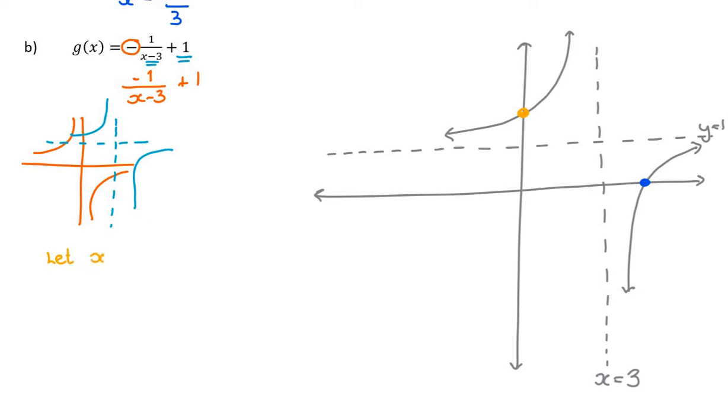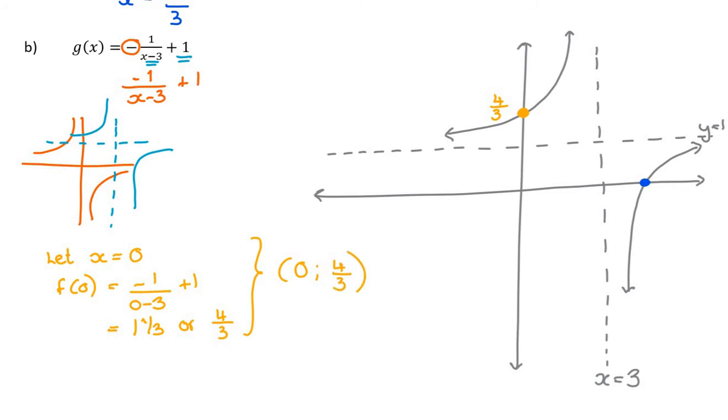Let x be equal to 0 to find your y-intercept. So f of 0 would be negative 1 over 0 minus 3 plus 1. I would use my calculator, and my calculator gives me 1 1/3, or 4 over 3. Now again, I don't worry about scale, so I just write 4 over 3. That kind of makes sense because it must be above 1. If I was writing it as a coordinate, this would be (0, 4/3).